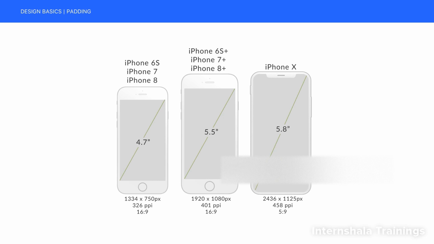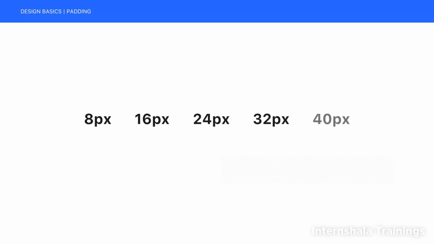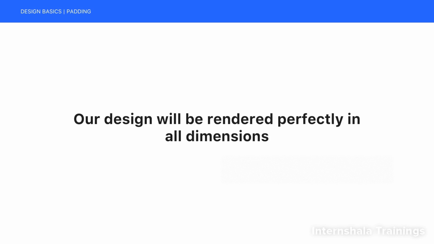So because of this reason, most designers use an 8 pixel or 8-point grid system. What does that mean? It means that we should use increments of 8 to size and space out the elements on a page. In other words, any defined height or width, margin or padding should be an increment of 8. So when we use the 8 pixel grid system, our design will be rendered perfectly in almost all devices.